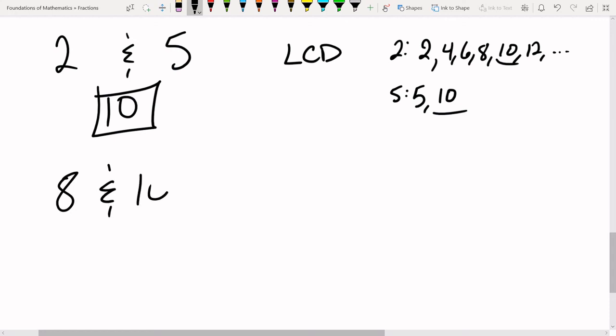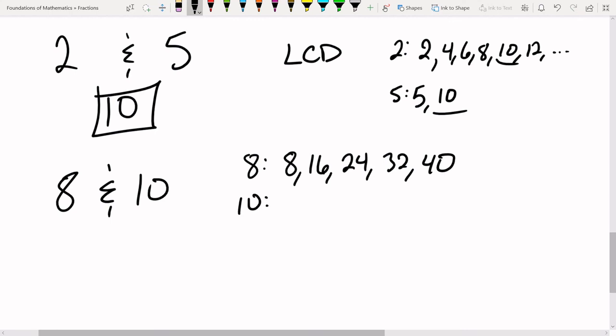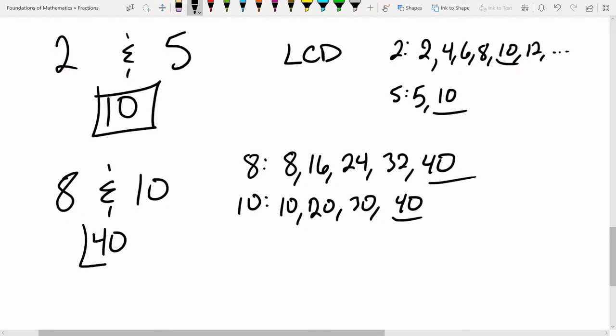So 8 and 10 is the next one. Least common denominator, we can do 8, 16, 24, 32, and 40. And I can actually stop there because 40 is going to be the least common denominator. 10, 20, 30, 40. You can see that. When you're good with multiples of numbers, then you may not even have to write it all out like this. You should be able to tell what the least common denominator would be pretty quickly.